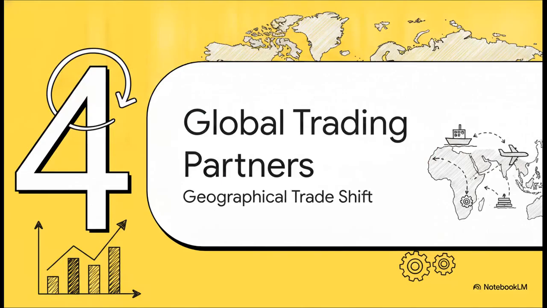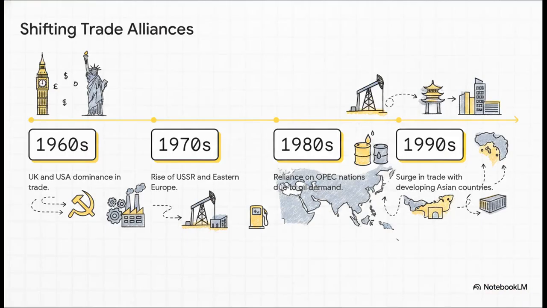Moving right along to part 4, India's global trading partners, the geographical shift in trade. It's not just about what is being traded, but who India is actually trading with. The geopolitical map completely evolved over these decades. In the 1960s, trade was heavily tied to colonial legacies and Western powers, so the UK and USA really dominated.